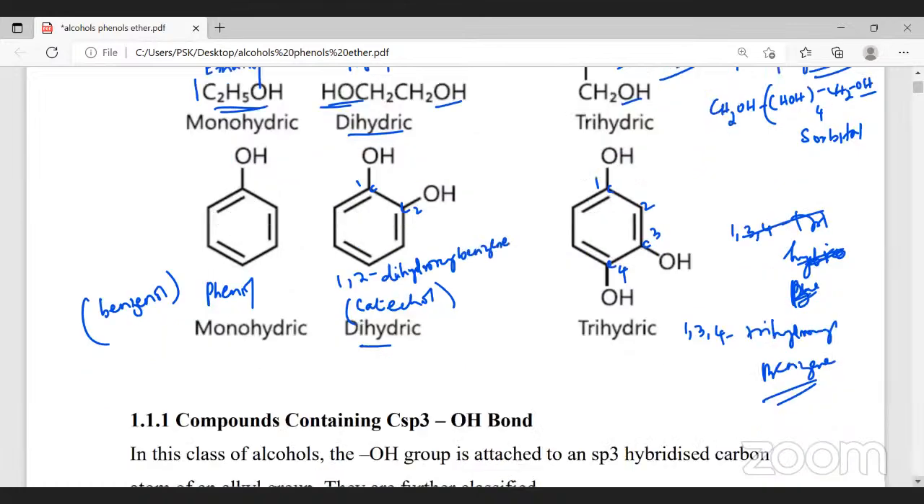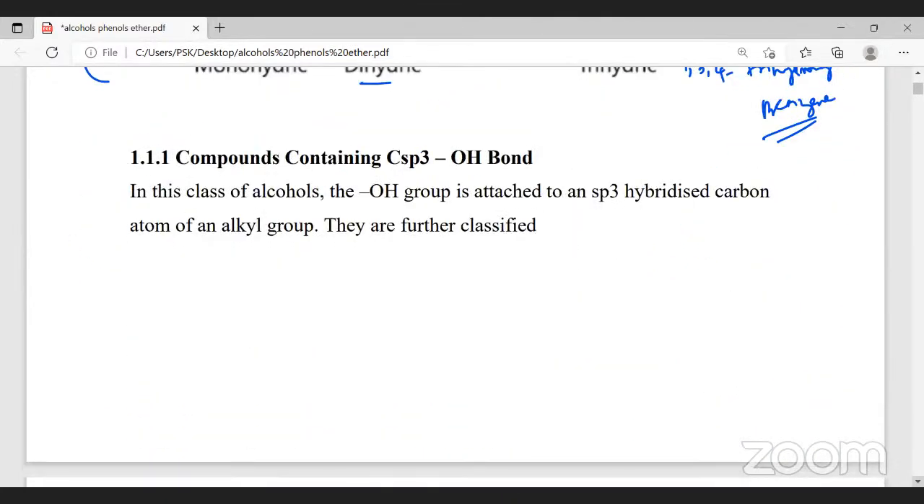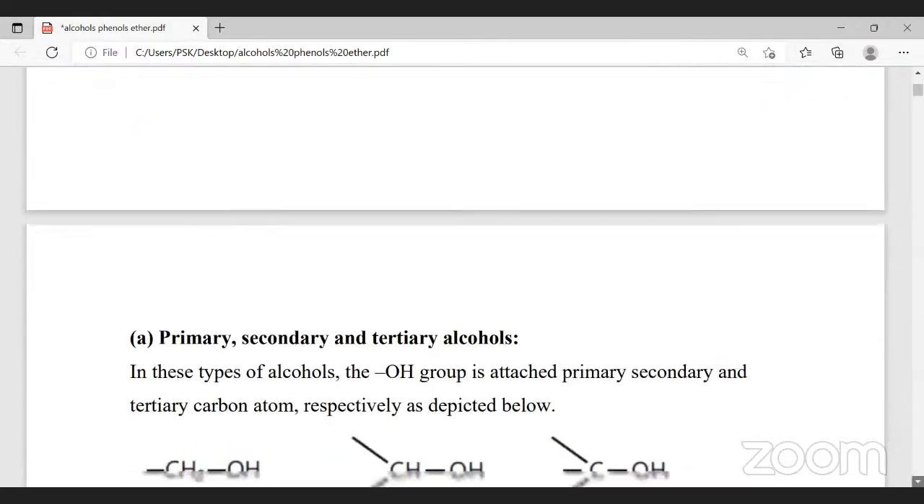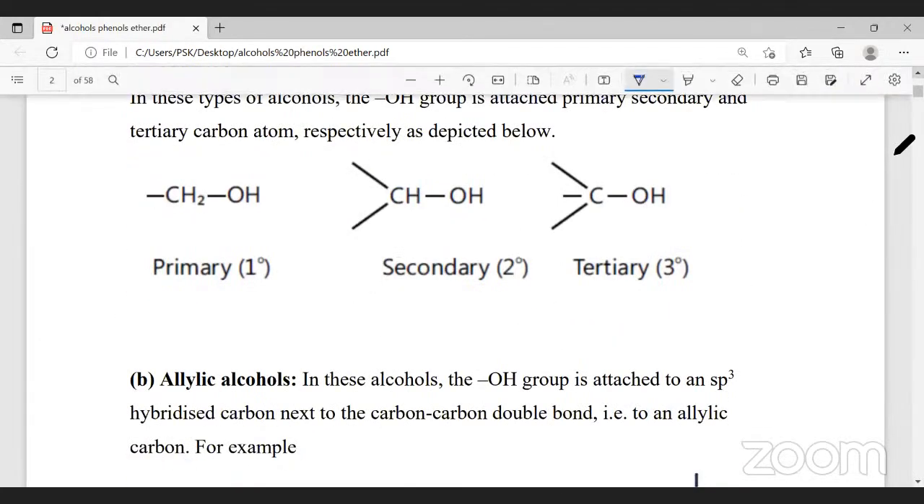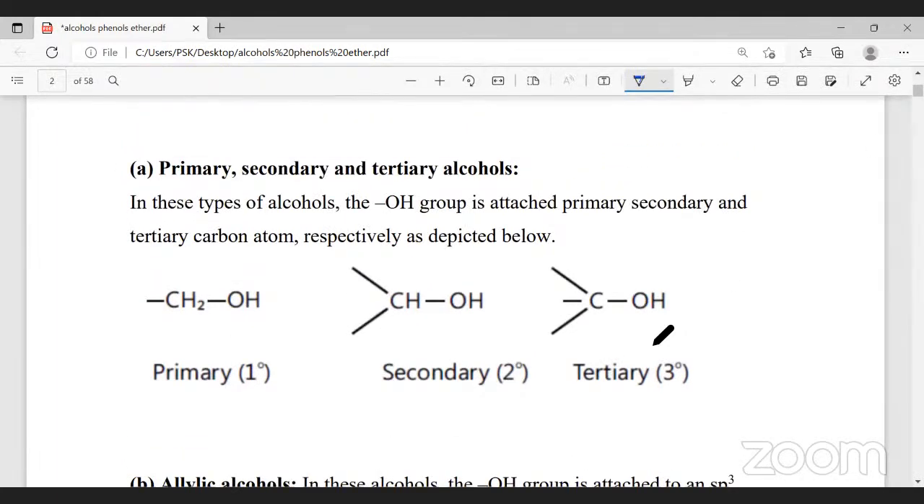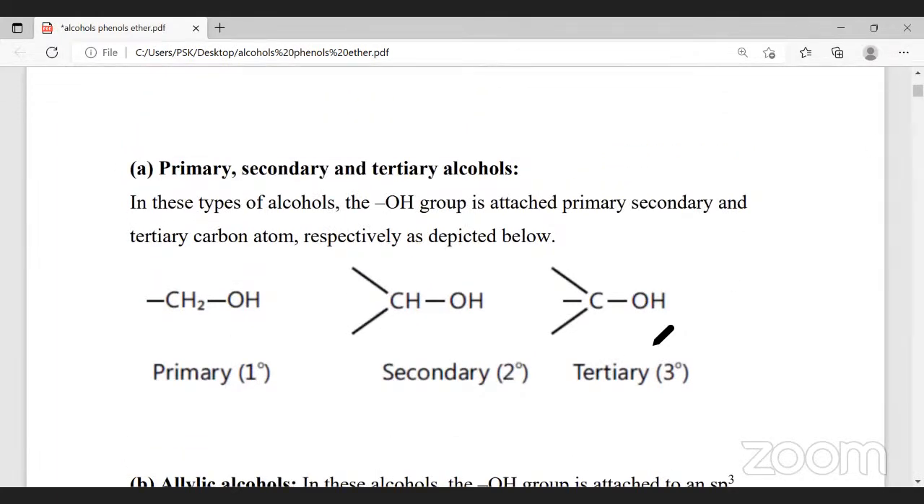Now the next classification: compounds containing carbon sp3 hybridized and OH bonds. In this class of alcohols, the OH group is attached to an sp3 hybridized carbon atom of an alkyl group, and they are further classified as primary, secondary, and tertiary alcohol.